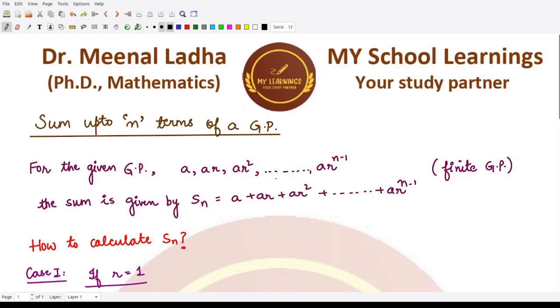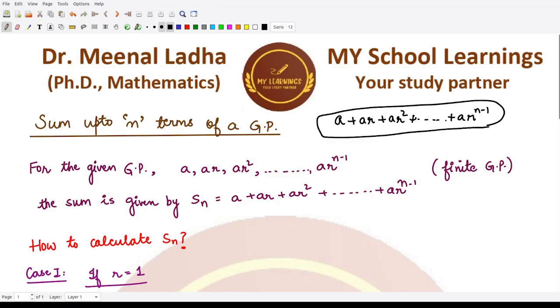We wanted to add all of them. Their addition is called geometric series, right? We have already studied this thing. Now what we need to do is calculate what this value is. So we are here using this formula of sum, right? This is given by Sn. Now how do we calculate this Sn?